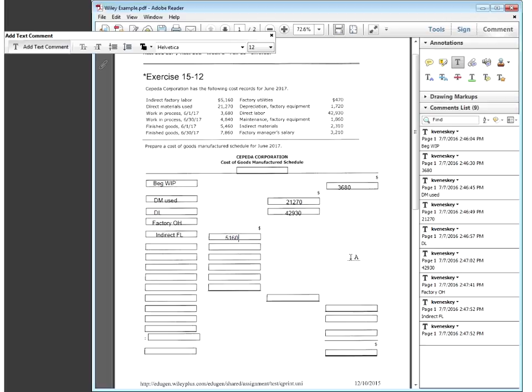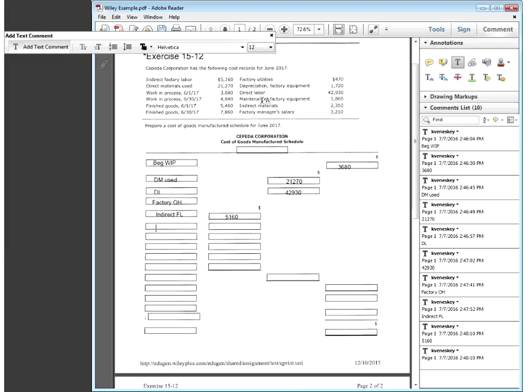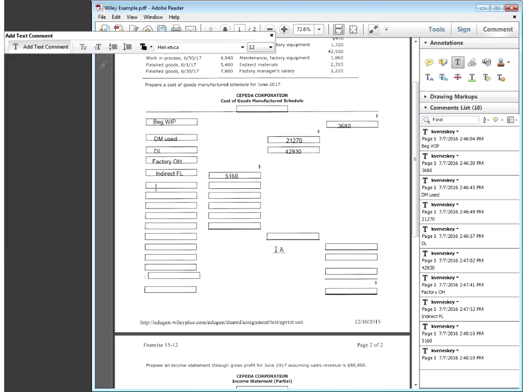And that was 5160. I've already used the materials. I've already used the work in progress for the beginning. I'll come back and we'll look at the work in progress in the ending. And we'll also look at finished goods later. But my next factory overhead would be the factory utilities. And so I would put that in here. And actually I'm going to put almost all of these in here except direct labor, which I've already used and I would have marked out.